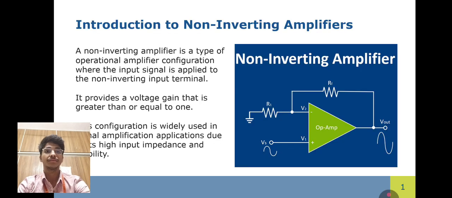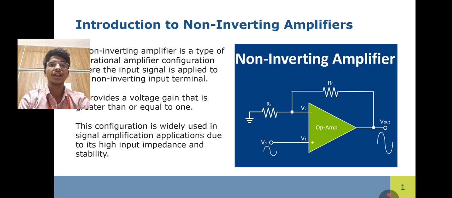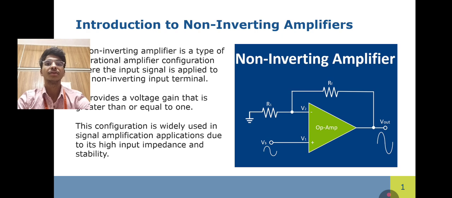Non-inverting amplifier. Introduction to the non-inverting amplifier. A non-inverting amplifier is a type of operational amplifier configuration where the input is applied to the non-inverting input terminal. It provides a voltage gain that is greater than or equal to 1. This configuration is widely used in signal applications due to its high input impedance and stability. The block diagram is shown in the PPT slide.